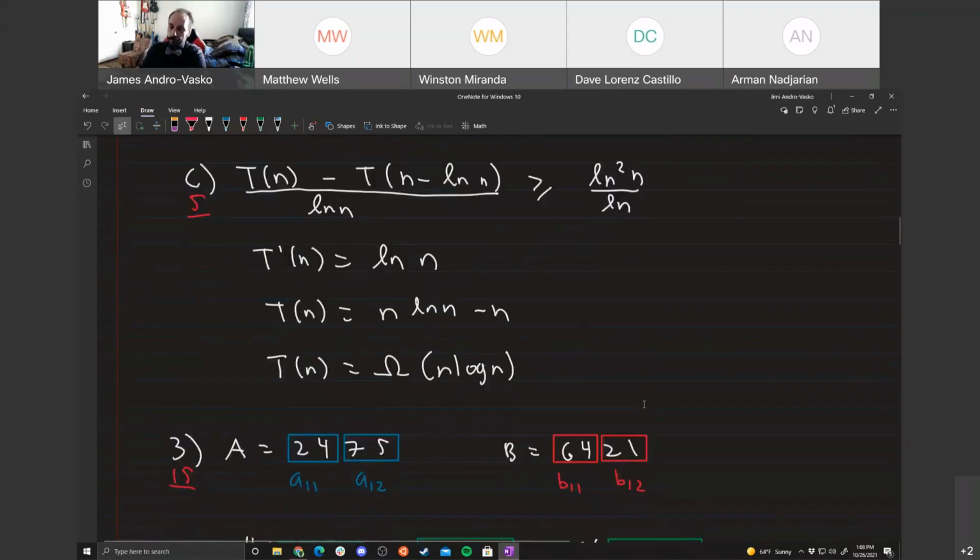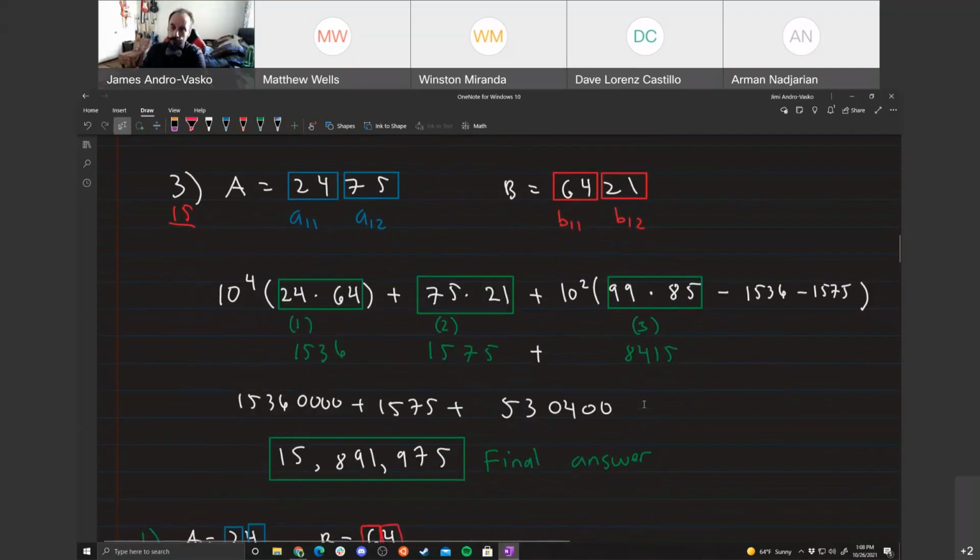So this one, question 3, caused some issues. This was how you wanted to work this one out. So we have A and B. Use Karatsuba's method. So we have A11, A12, and then B11, B12, and we apply that formula. So that first and second box involved a recursive function call, and so did the third one.